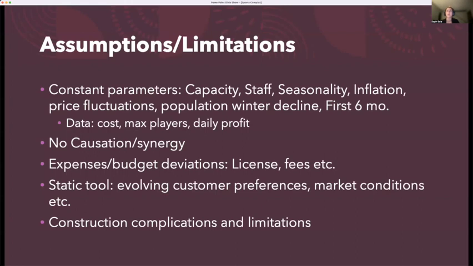Next, this is also really important: the assumptions and limitations. My entire model is pretty simple. It doesn't have anything extremely intricate, and it doesn't dive really deep into many constraints. So it does have a lot of assumptions and limitations that go with it. Some of the assumptions are constant parameters. We're assuming that capacity, staff, seasonality, inflation, price fluctuation, and the winter population decline aren't going to happen, or we're ignoring them.